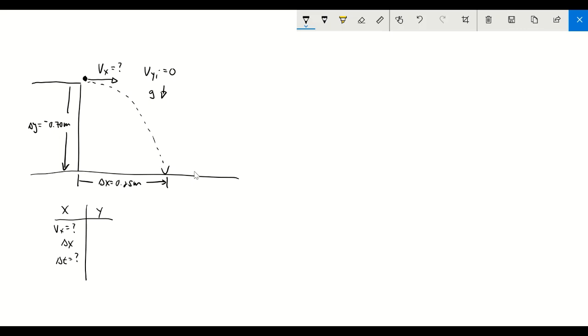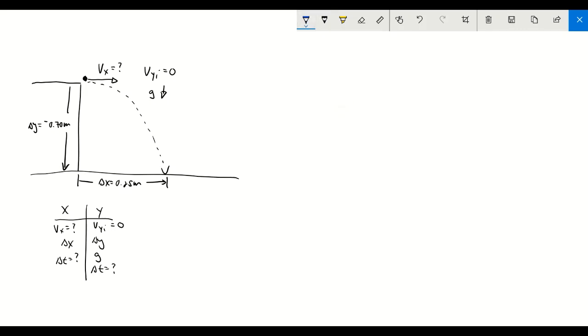Let's go to the y direction. Well, we know that the y initial velocity is 0. We also know the height, which is the displacement. We don't need to put the equal sign here, but we know that variable. And we also have gravity's acceleration. So we have 3 variables. There's acceleration in the y direction, so we use a kinematic equation. If we have 3 variables, we can always find the 4th, and we're going to find the time.